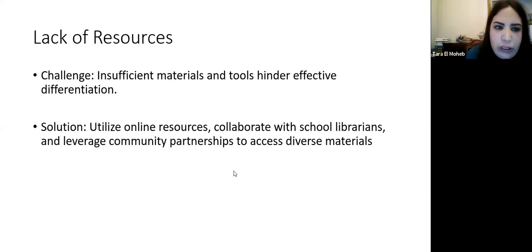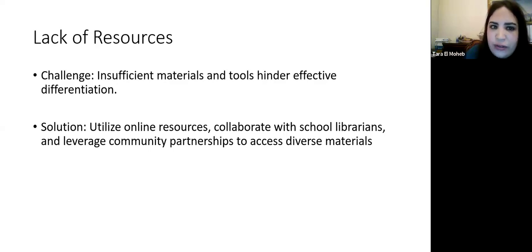Lack of resources, challenge: insufficient materials and tools hinder effective differentiation. Some schools don't have the materials, the resources that we teachers need. What do we do? Utilize online resources. You can give them online resources. Collaborate with school librarians. You can discuss it with the school librarian.